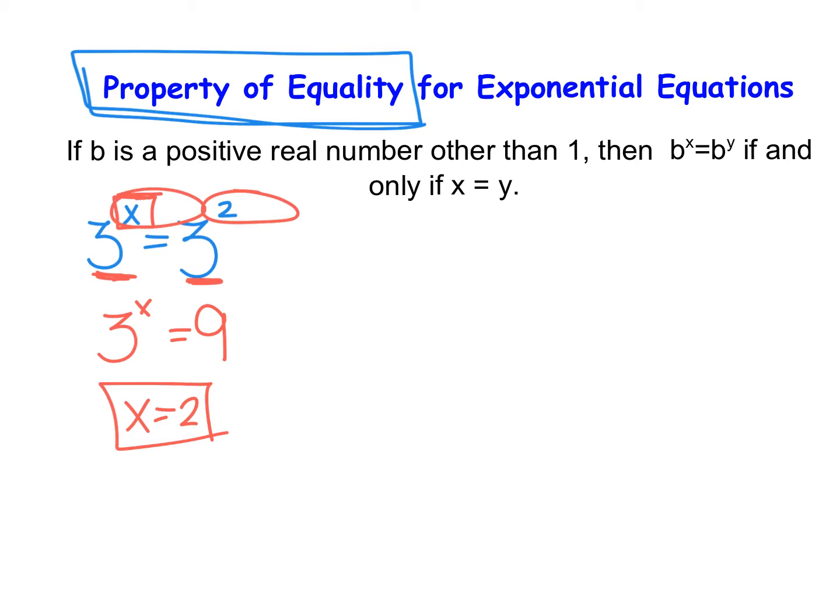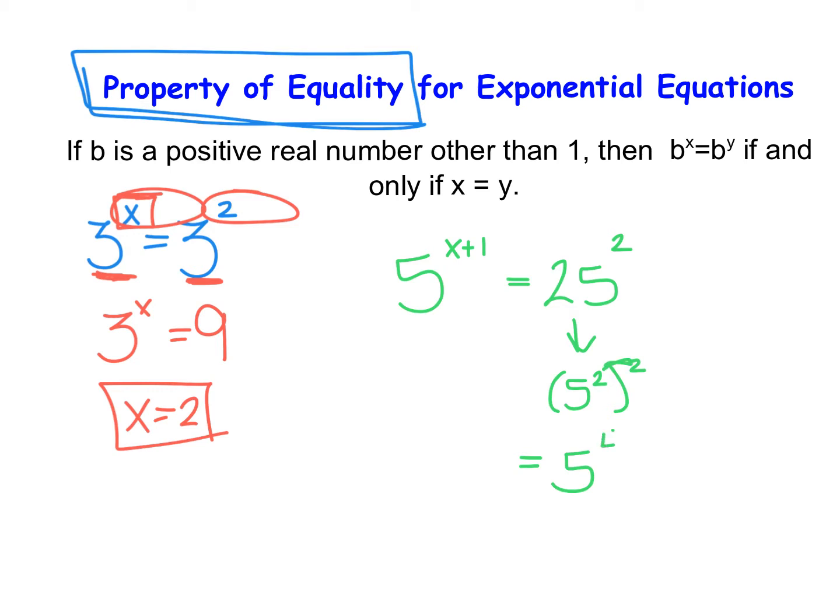So say we had something like 5 to the power of x plus 1 equals 25 to the power of 2. Well, realistically here, while these don't have the same base right now, I can rewrite 25 to be 5 squared. So this situation can become 5 to the power of, we multiply our powers, so 4. And then from here, we could set our two exponents equal, so x plus 1 equals 4. You subtract your 1, and you find x is 3.